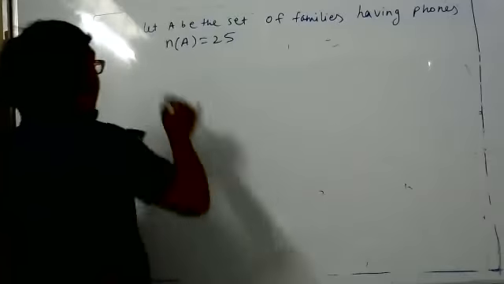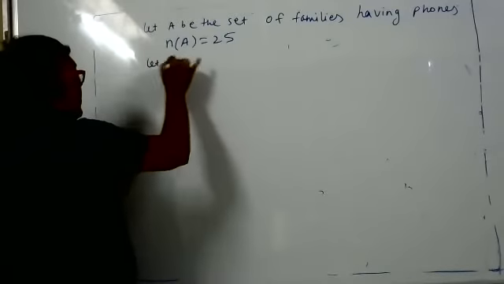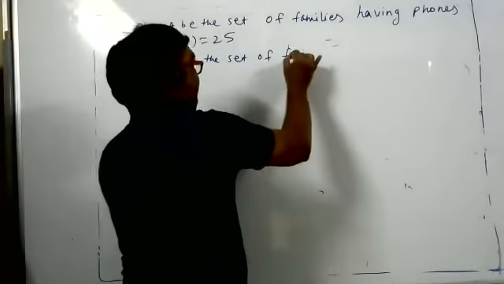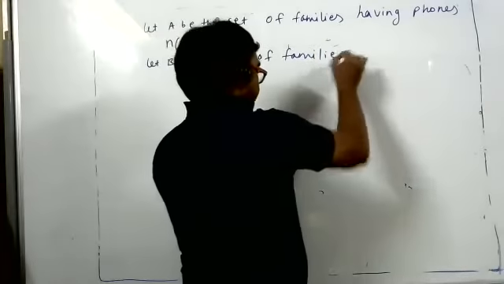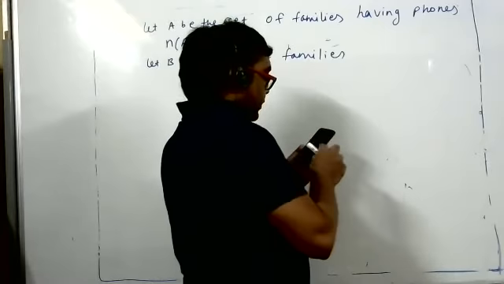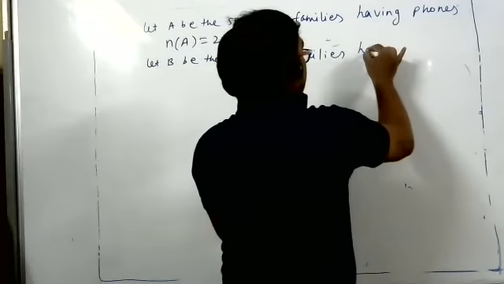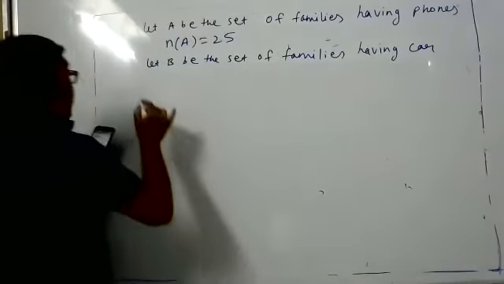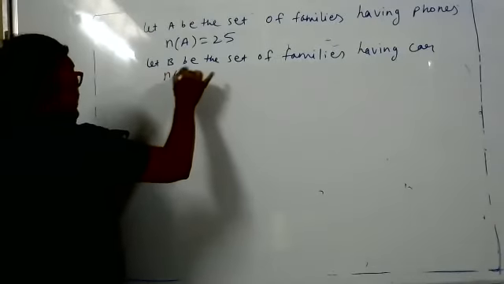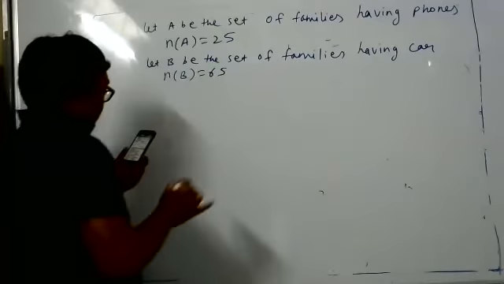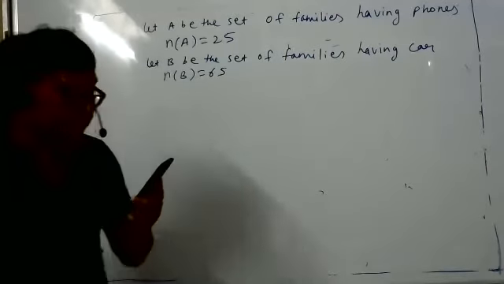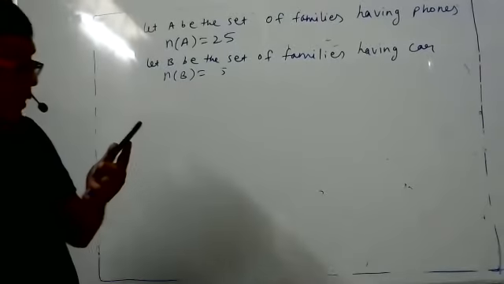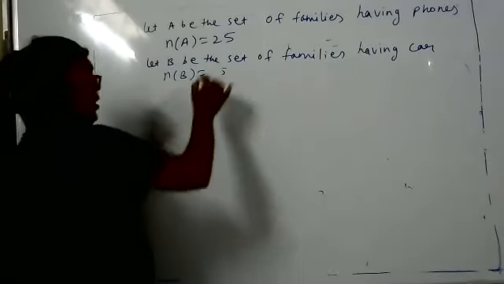15% own a car. Let B be the set of families having a car. How many families have a car? 15%, sorry, 15. So the number of elements in set B is 15. And 65% of families own neither a phone nor a car.